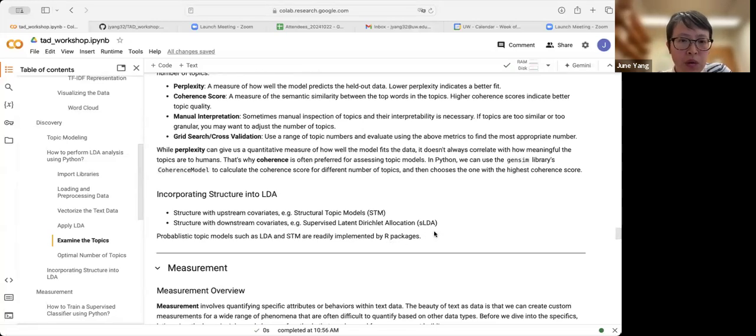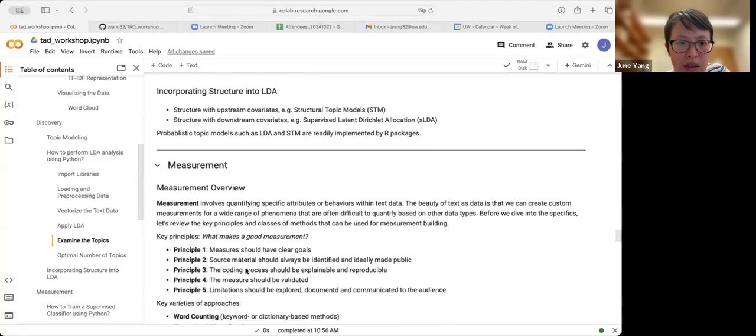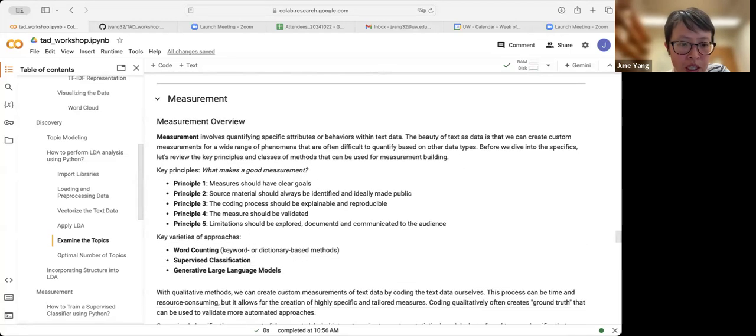So in reality, when we work with probabilistic topic models, I would say R is the go-to choice in terms of language. I'm not aware that Python has anything on STM or SLDA, for example. So this is something to also keep in mind. Do we have any questions before I proceed to the last chapter of building measurements out of text data?